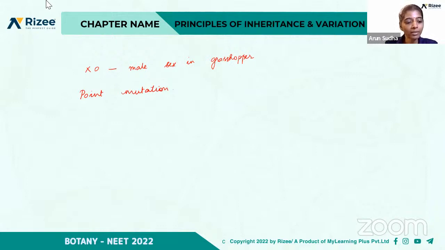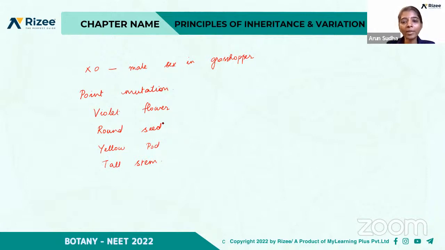So the next question: select the odd one out. Violet flower, round seed, yellow pod, and tall stem. Select the odd one out. Violet flower, round seed, yellow pod, and tall stem. So the correct answer is, no, it's not D. Violet flower, round seed, yellow pod, and tall stem. So which is the odd one here?